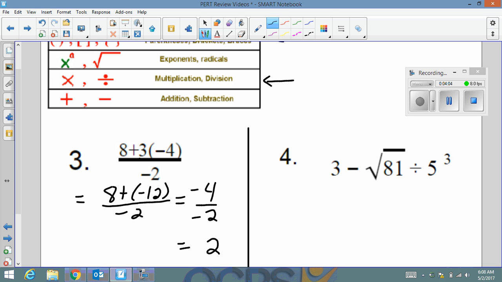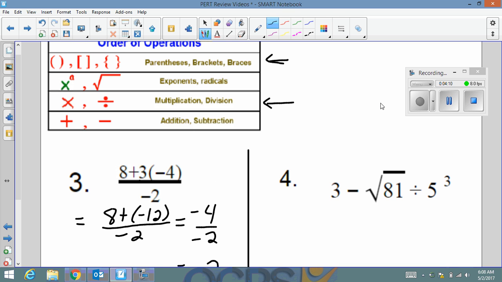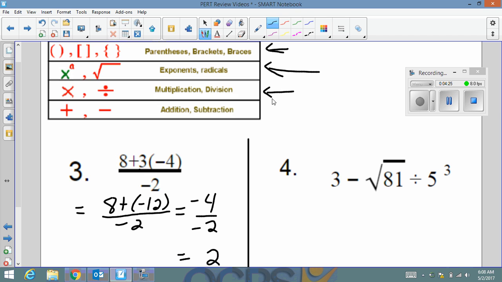Last example that we're going to do together. This time I've got a square root. That's going to fall under my exponents. If I had anything to do underneath it, if I had addition, subtraction, multiplication, I would do everything underneath it first, and then I would evaluate my square root. All right, so here I've got my square root and my exponent. They fall into the same step, so I'm going to do them both in that first step.